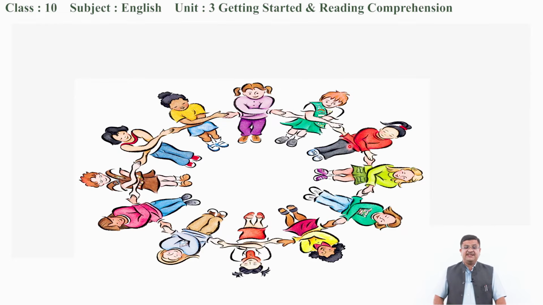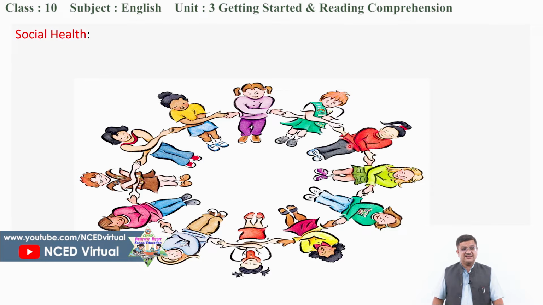Similarly, the next dimension. Can you guess what the next dimension is? Yes, you are right. Can you identify what the picture is about? What do you see in the picture? People are standing in a circle. People are joining their hands. What are they doing? Good, you're right. They are socially organized. So this is about social health. Can one of you define what social health is?